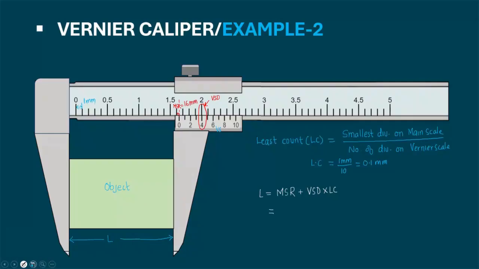So let's substitute the values and see what we get. The main scale reading is 16 mm, plus the Vernier scale division is 4 and the least count is 0.1 mm, friends. This is going to be 16 plus 0.4 mm, and if I do it properly, the length of the object is going to be 16.4 mm. This way you can easily use a Vernier caliper to find the length of an object. So I think you have understood the procedure to find the length of an object using a Vernier caliper.